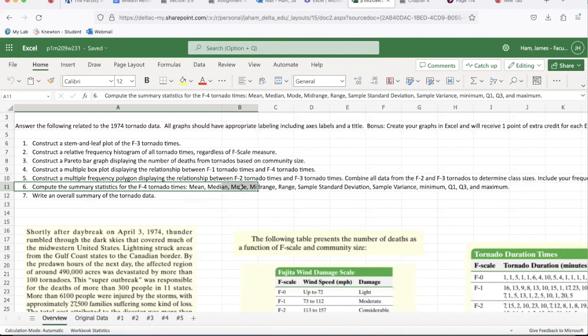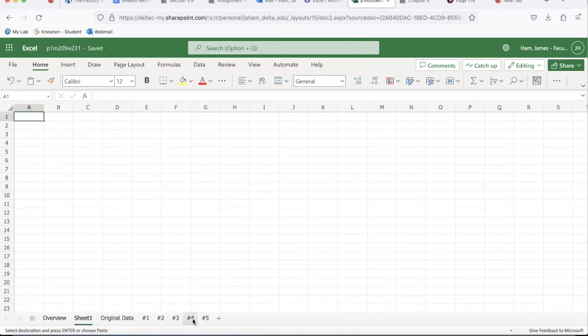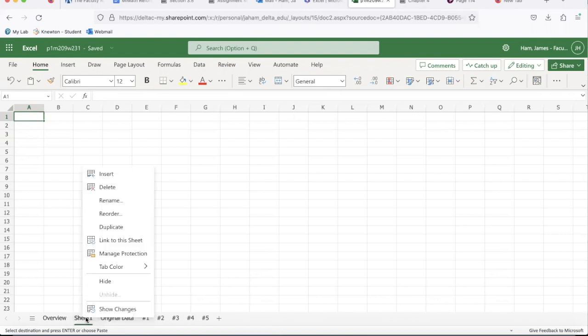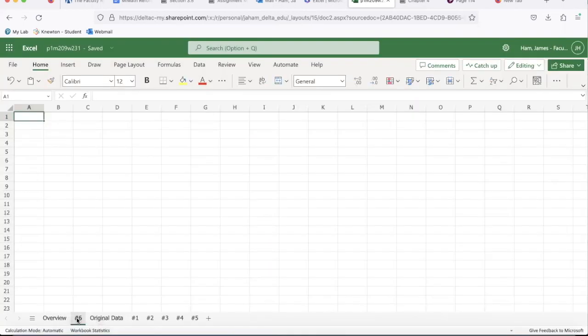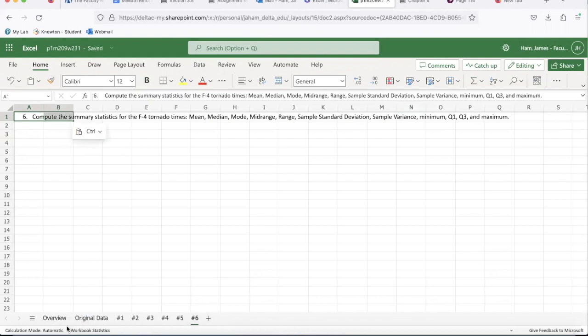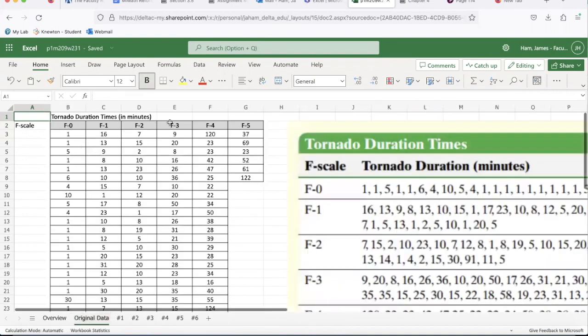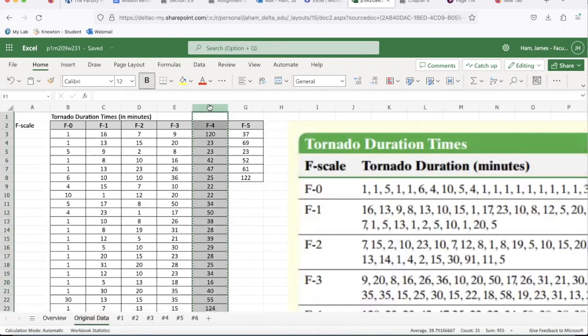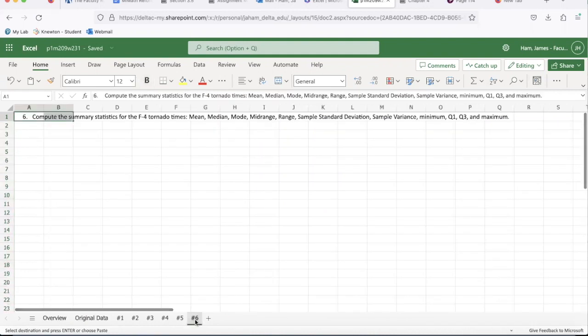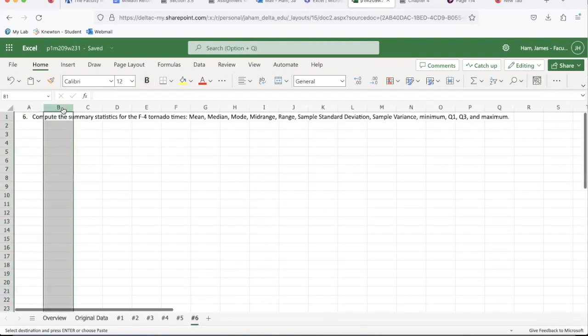Okay, so for the compute the summary statistics for the F4 tornado times. And so I see all of those. I might just go ahead and copy this. I will come over here and create a new sheet, and I'll name it number 6. And then I can drag number 6 down to the other side. I'm going to paste that. I want the F4 tornadoes. So I'm going to come over here and copy this and take it on over to 6 and paste it in, right in there.